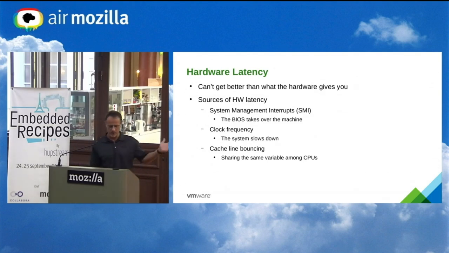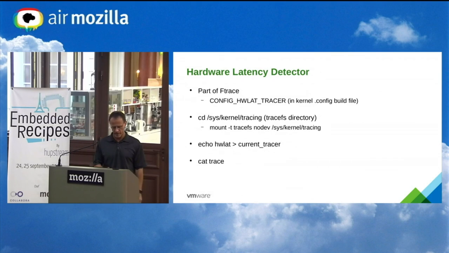So, sources of latency, I already mentioned that. We have CONFIG_HWLAT_TRACER. This is what you would select in your .config. And when you enable this, for all the tracing tools I would say go to sys/kernel/tracing. You can mount it that way. Pretty much every distribution I've seen has it enabled. The hwlat detector, you may have to compile your kernel with it enabled. I noticed my Debian kernel didn't have it, so I had to recompile my kernel and boot it up to do some of these tests. And cat trace, that's where the file is.